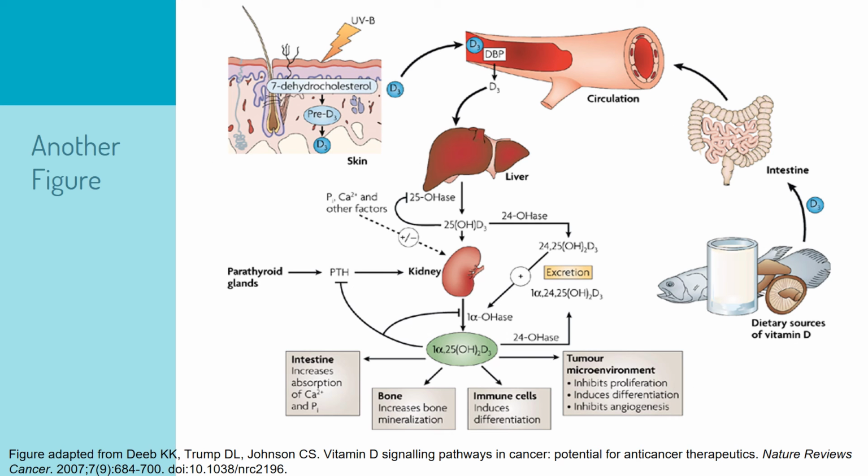Here is another figure which basically says the same thing: the action of the ultraviolet ray on 7-dehydrocholesterol, then pre-vitamin D3, and then it circulates in the blood, reaches the liver, 25-hydroxylase, then to the kidneys. In the kidneys, 1-alpha hydroxylase yields our active compound, and then we have the action of 24-hydroxylase resulting in this compound, and then excretion. Simple.